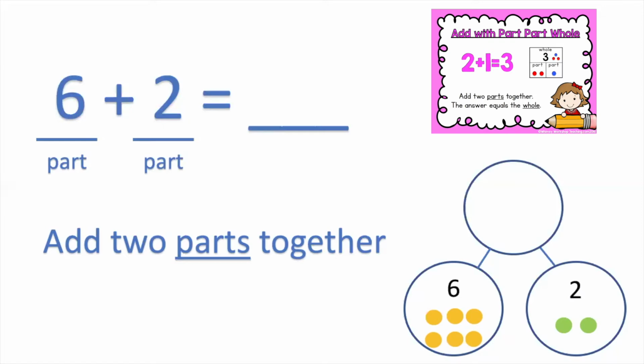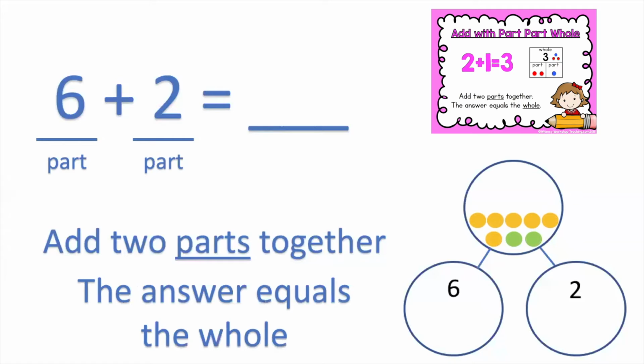When I count all together, I imagine that I take all the dots out of the parts and put them into the whole. Because then I'm putting them together so I can count them all up and figure out what the total is. Let's count them. Ready? Go. 1, 2, 3, 4, 5, 6, 7, 8.